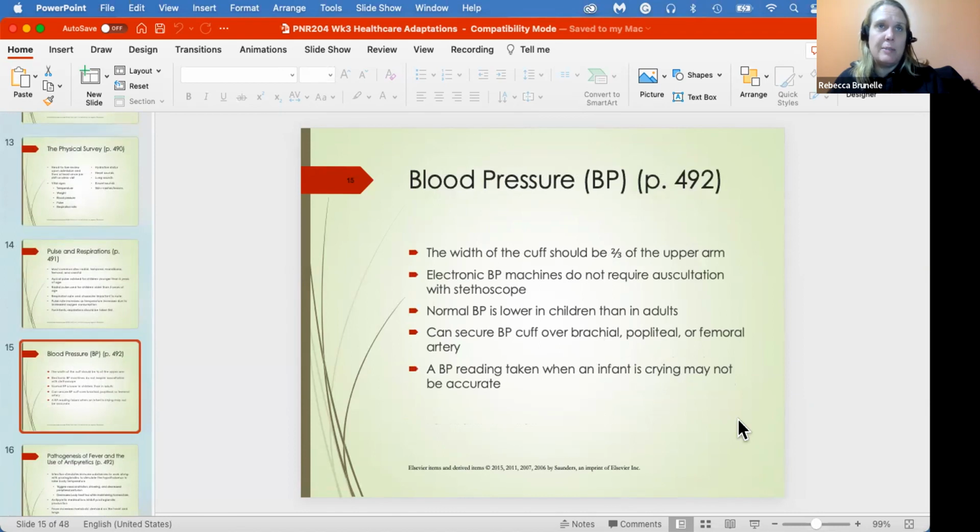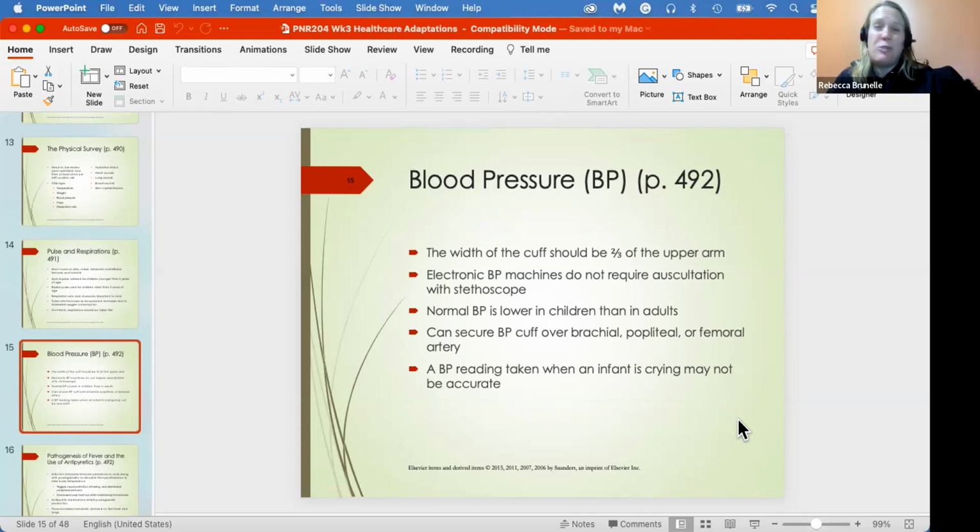So the same thing, is blood pressure higher or lower in kids than in adults? It's lower in kids. I thought everything was higher in kids. Heart rate and respiration, but blood pressure is lower. So a normal blood pressure for an adult would be what? 120 over 80, right?